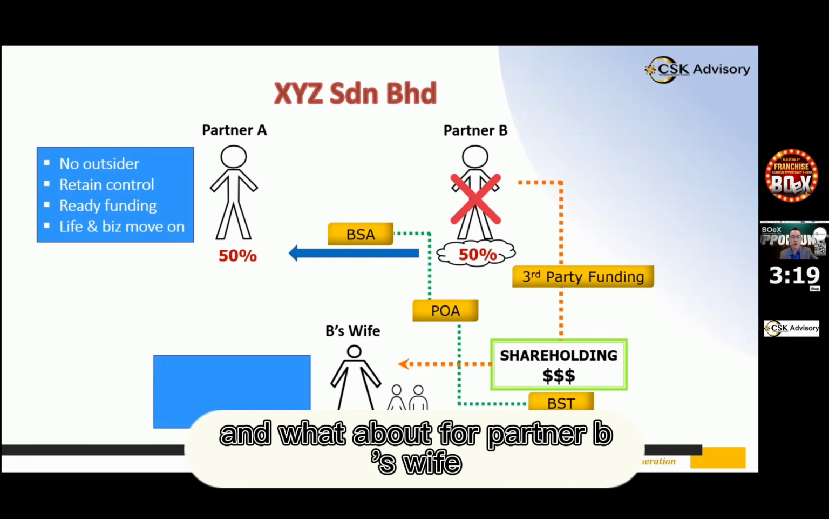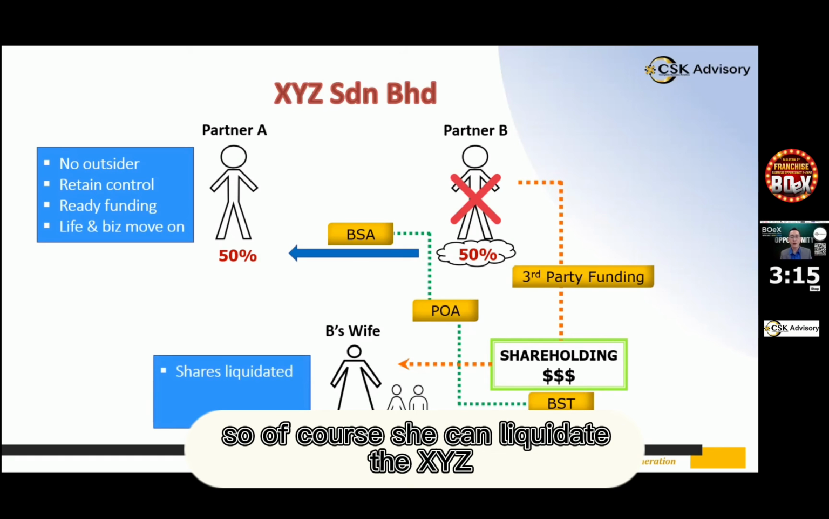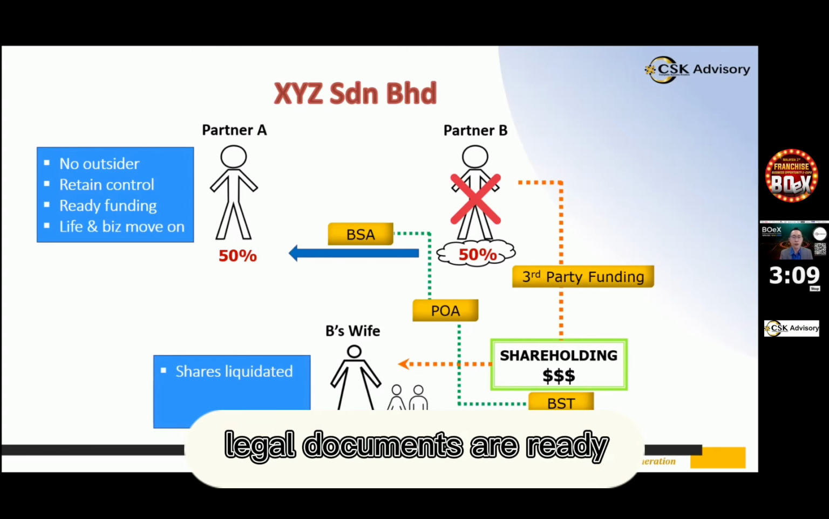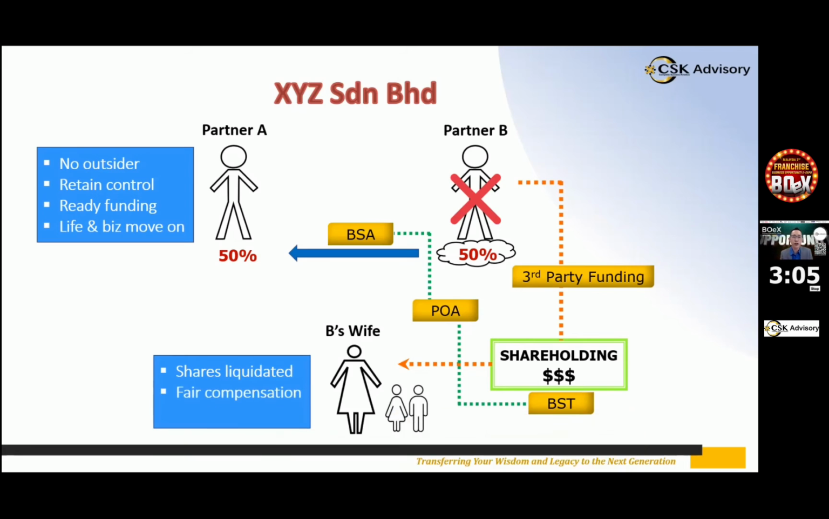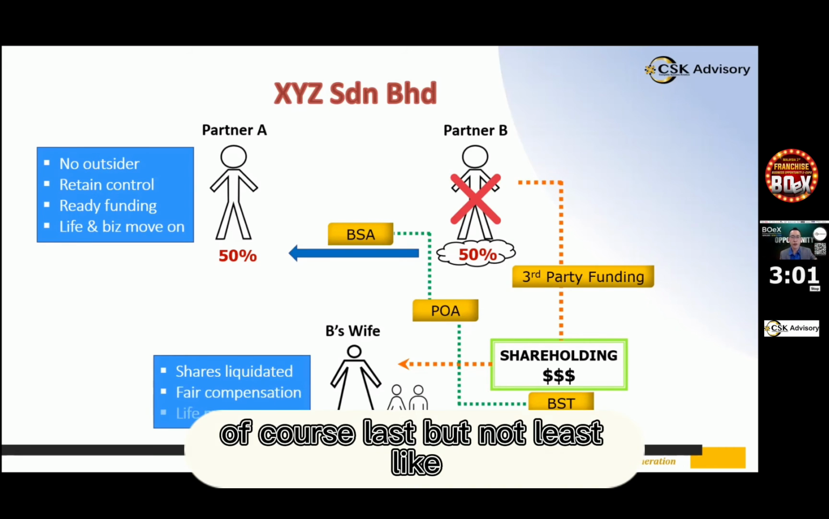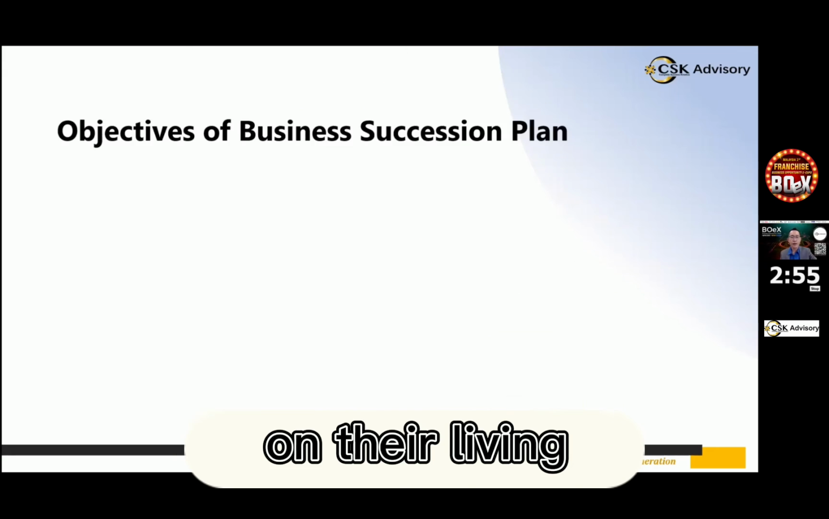And what about partner B's wife? So of course, she can liquidate the XYZ shares without much fuss because funding is ready, all legal documents are ready, and she will get a fair compensation on the asset built by her late husband. Of course, last but not least, life moves on for her with her children without much worries on their living.